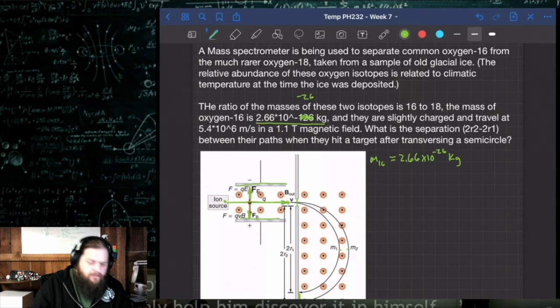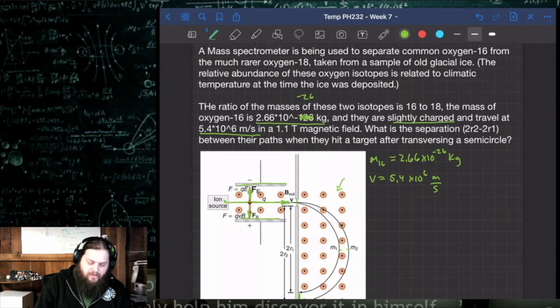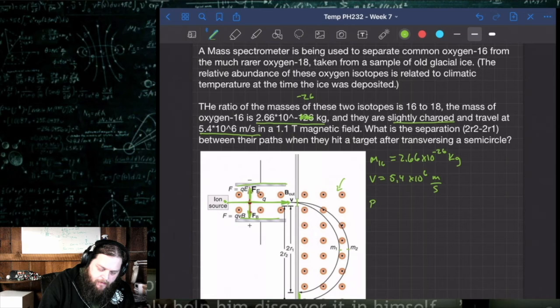There it is. And they're slightly charged. They have to be charged to actually curl in the magnetic field. And they travel at 5.4 times 10 to the 6 meters per second. So their velocity is equal to 5.4 times 10 to the 6 meters per second. And the magnetic field that they're traveling through, which based on the diagram is coming out of the page, B is equal to 1.1 Tesla.